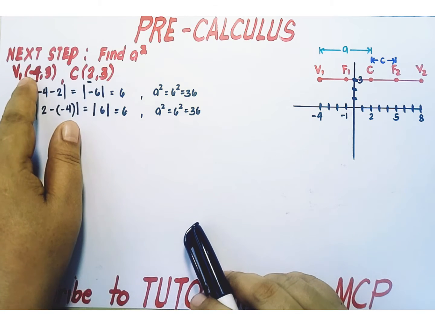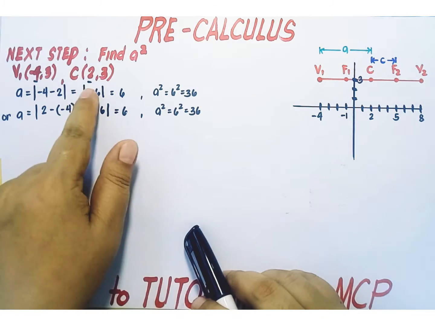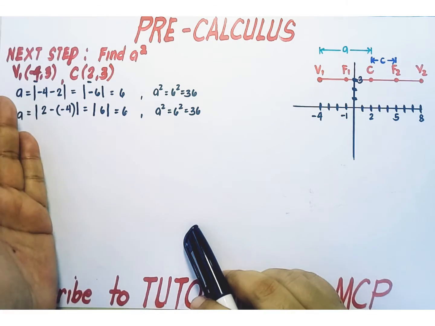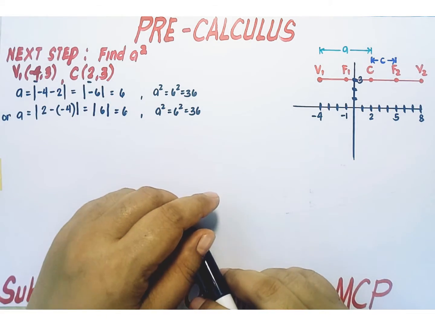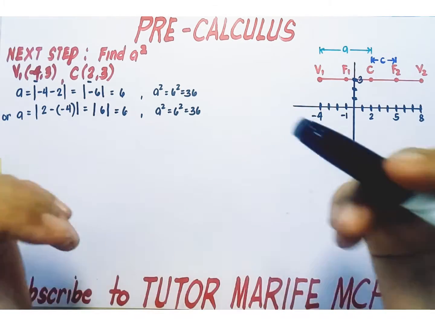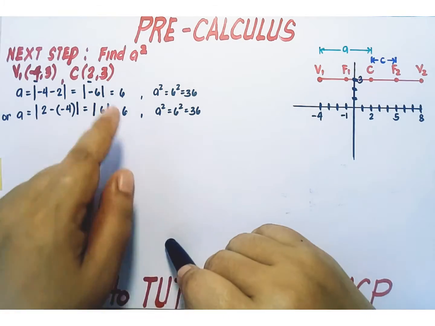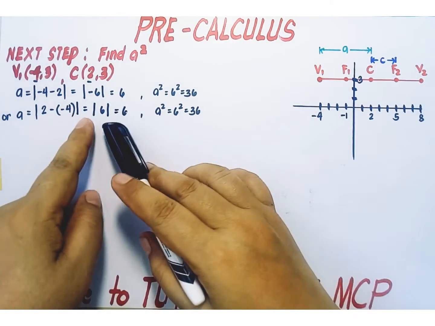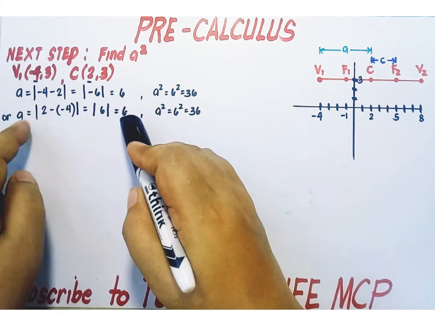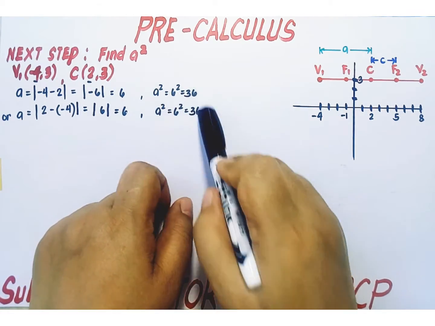The difference between the x-coordinates is -4 minus 2, or 2 minus -4, which is equal to -6 and 6 respectively. Taking the absolute value of those differences means disregarding the sign. So the absolute value of -6 is equal to 6. The absolute value of 6 is also equal to 6. Therefore, a is equal to 6 and a squared is equal to 6 squared or 36.